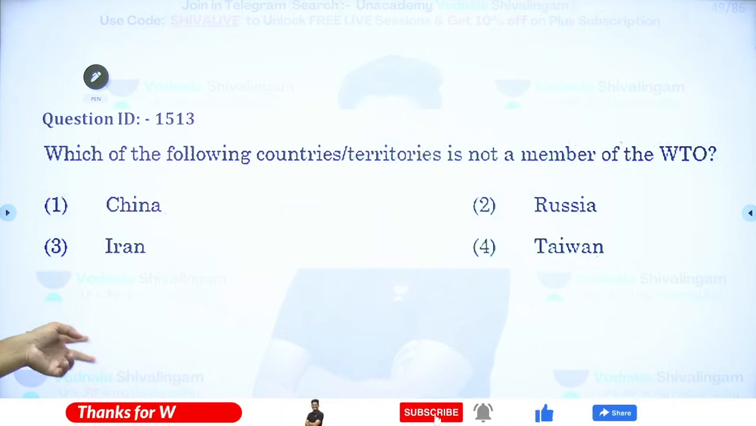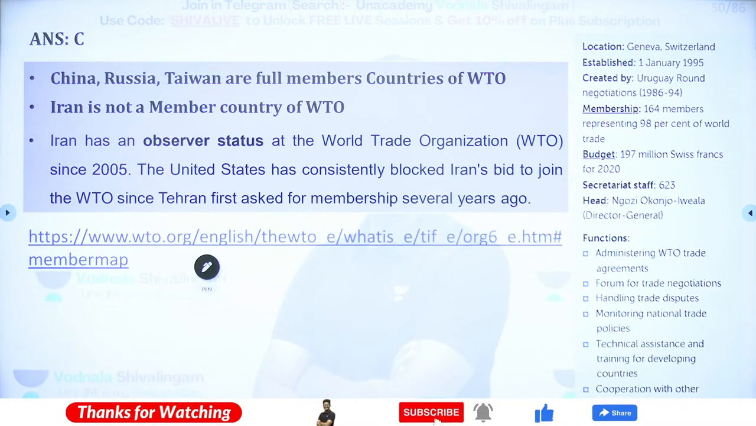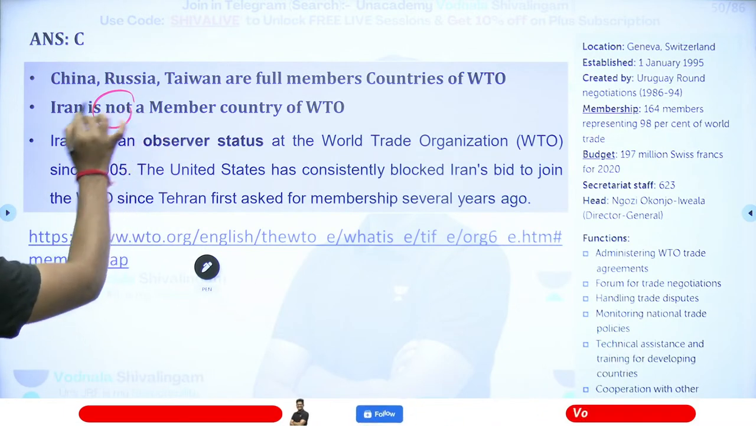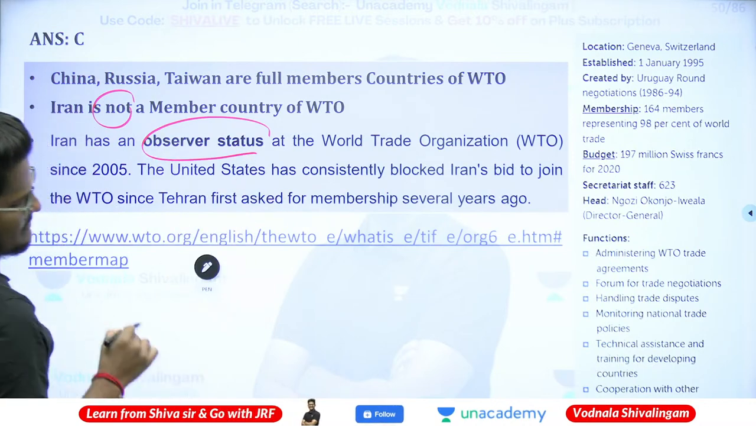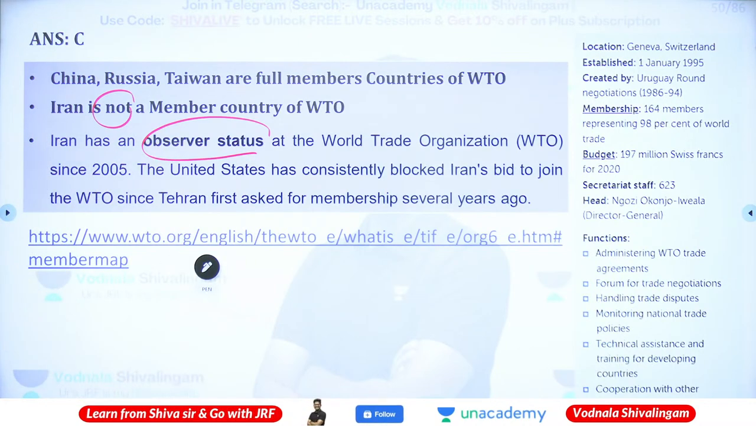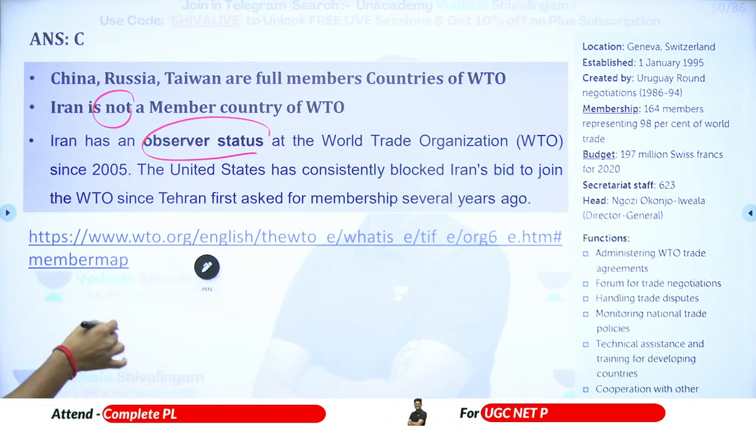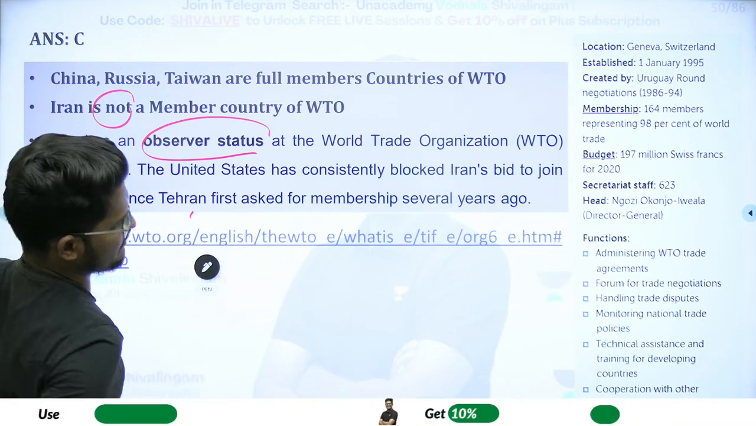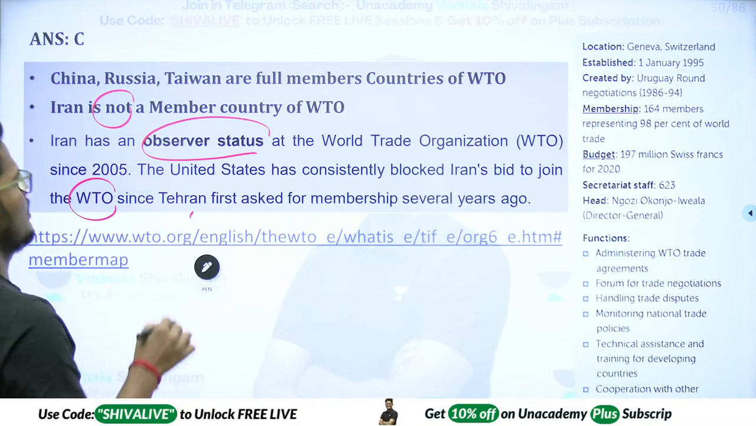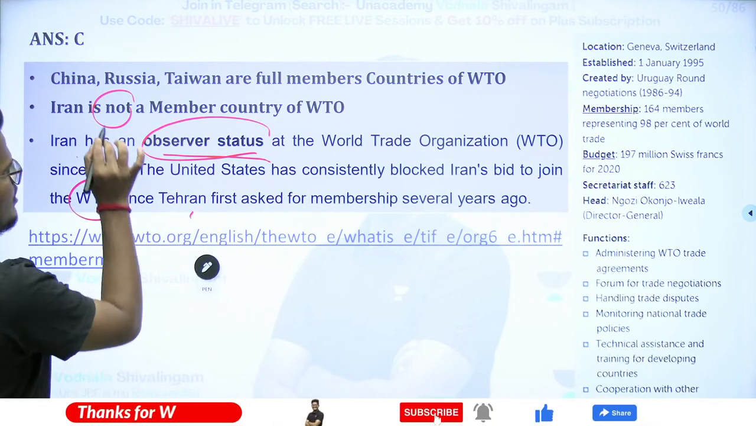Answer will be Iran. China, Russia, Taiwan are the full member countries of the WTO. Iran is not a member country, but Iran has been in the observer status of the WTO since 2005. The United States consistently blocked Iran's bid to join the WTO since Tehran first asked for membership several years ago. So Iran is presently in observer status, not a member.